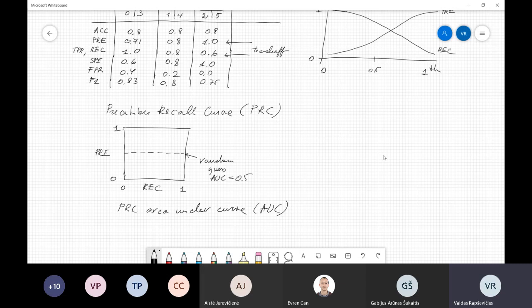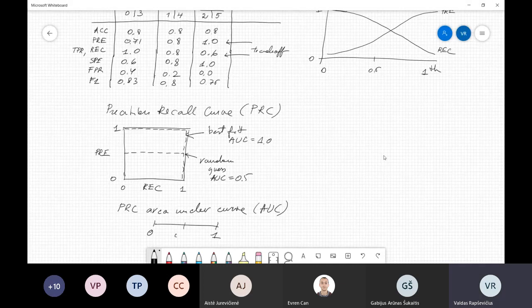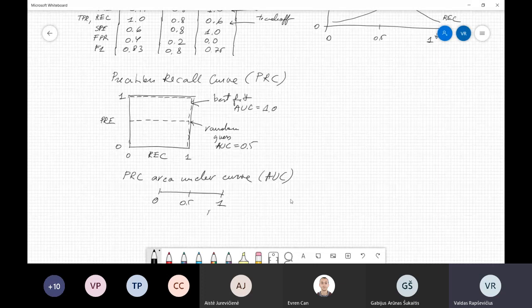Right, so this is the location for the random guess, and the best fit is when we have the curve located over here. So when the curve is located over here, we tell that this is the best fit, and obviously then it goes on this side. We have the area under curve equals 1. So again, for the PRC the area under curve metric is moving from 0 to 1. 0.5 is the random guess, and this one is the best. This is random. This is bad.